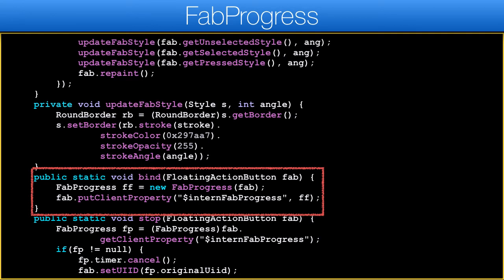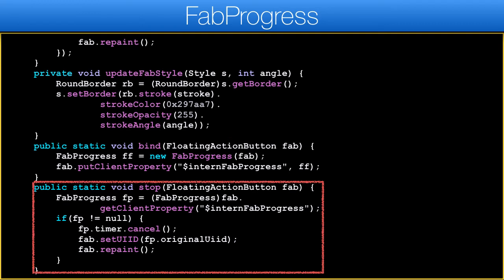Bind starts the timer and sets the animation on. We store the instance of this class in a client property so we can stop the animation later. When stopping the animation, I also set the UI ID again to reset all the changes that were made to the style object.